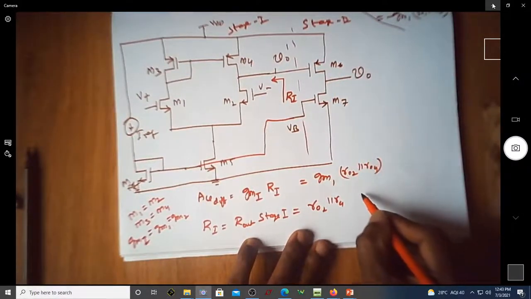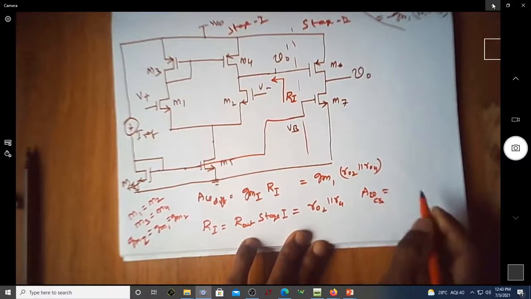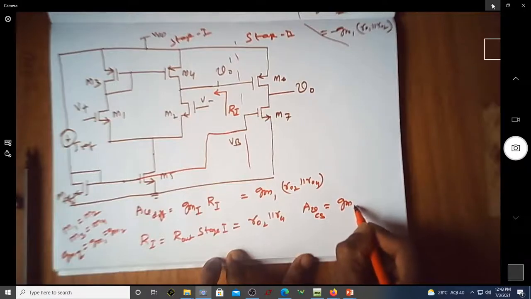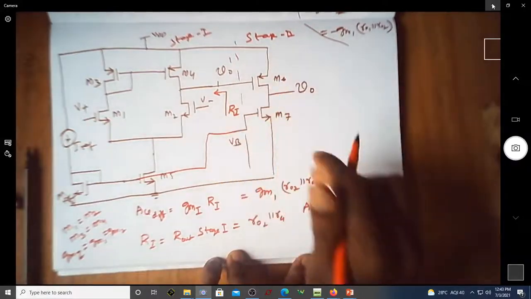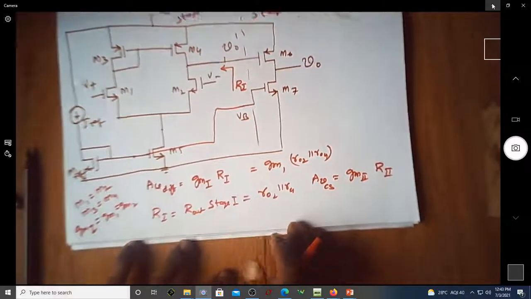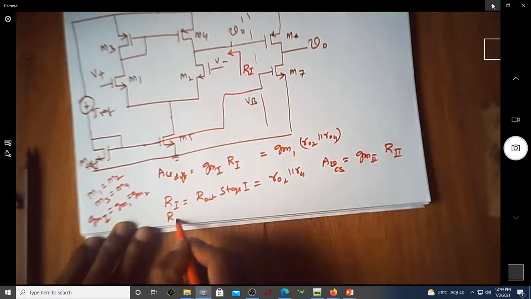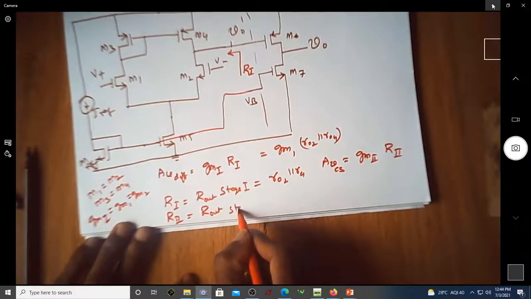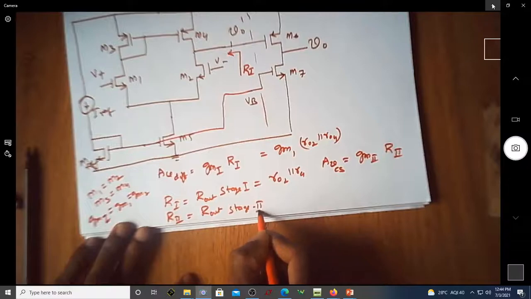Then we have the gain of the CS amplifier. The gain of the CS amplifier is given by GM2, that is GM of stage 2, multiplied by R out of stage 2. Now I will write what this R2 is. R2 is R out of stage 2, the second stage.